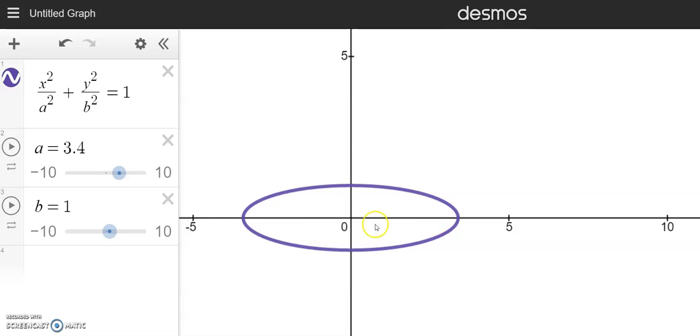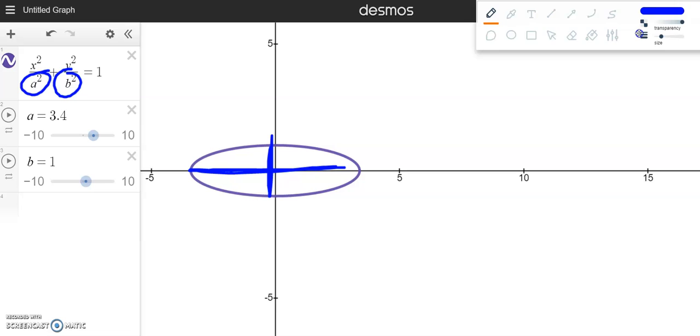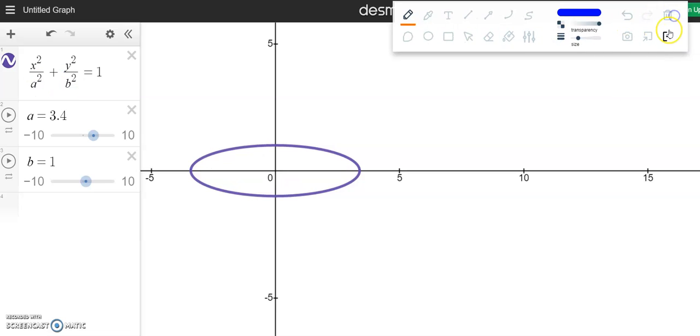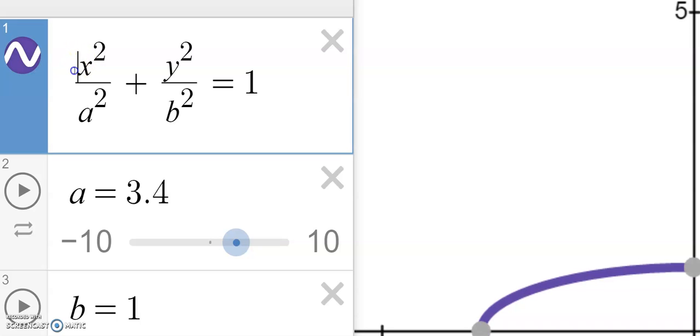Again, the major axis is not a diameter because they're different lengths. So one of them's a major axis, one of them's a minor axis. The number under the x changes the x direction, the horizontal stretch. The number under the y changes the vertical stretch. Okay? And that's that. There's one other thing we're going to do to this, and it's something we've done before.